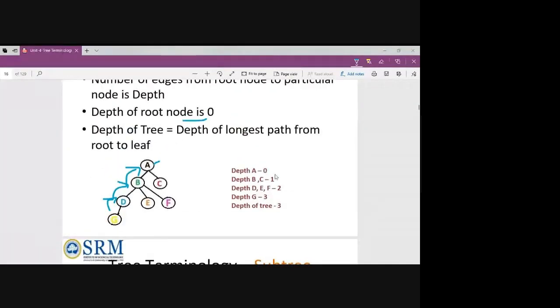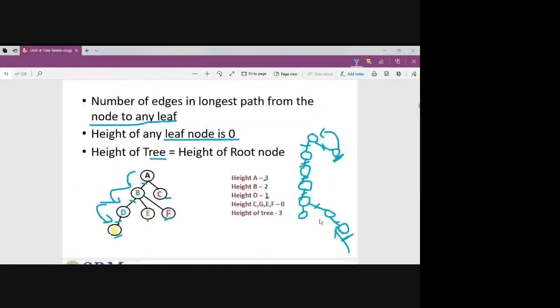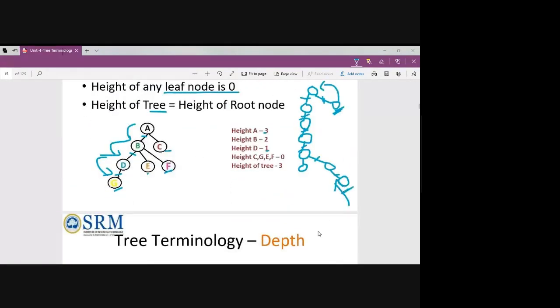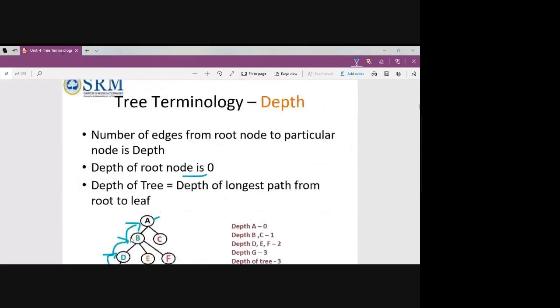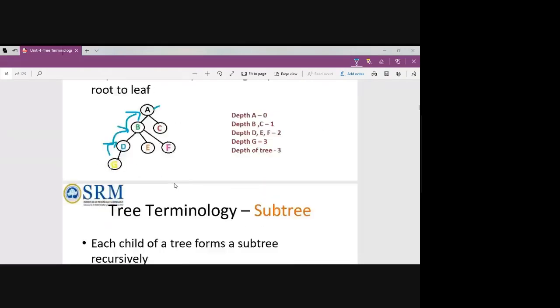Ma'am, is height of tree always equal to depth of tree? Yes, height of the tree will be equal to the depth of the tree, because if there are any number of leaves down, from the leaf to here it will be the same, and from there to down also it will be the same only. Okay, it is equal only. But the node will differ. Each node will differ, only for the tree will the height and depth be equal.